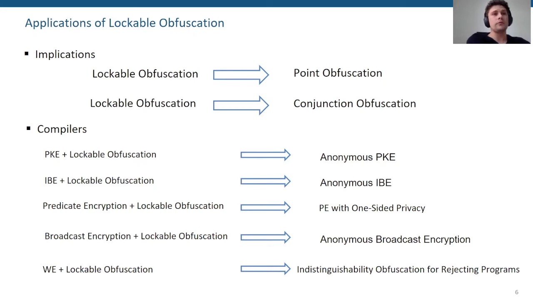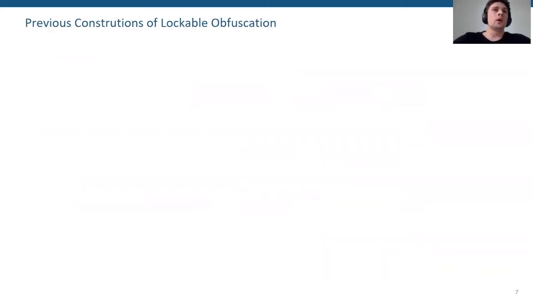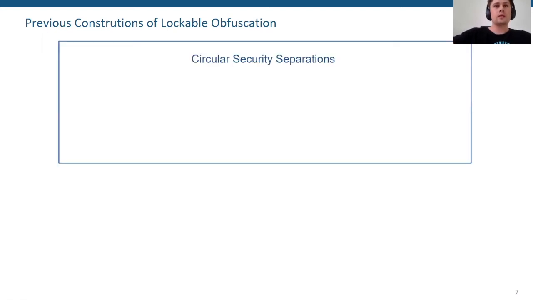And this we can build from lockable obfuscation and witness encryption. Okay, I hope that this is enough for motivation. So let me say a few words of where lockable obfuscation came from. And the story that is relevant for this paper starts with circular security separations.